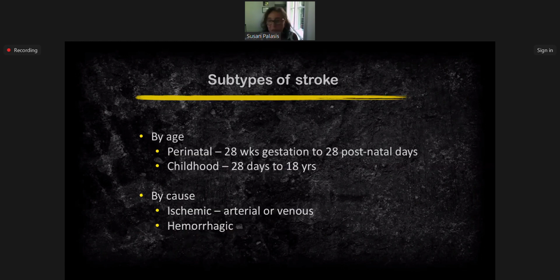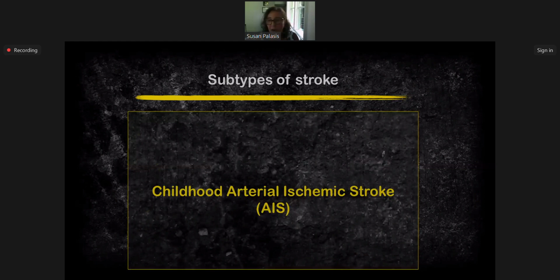There are different subtypes of stroke that we can separate by age: the perinatal period, which is considered up to 1 month, and then childhood, which is from 1 month up to 18 years of age. We can also separate strokes by cause into ischemic strokes, which can be either arterial or venous, or they can be hemorrhagic. And Misha and I are going to focus our talk today on childhood arterial ischemic stroke, its diagnosis, and the interventions that we can use.